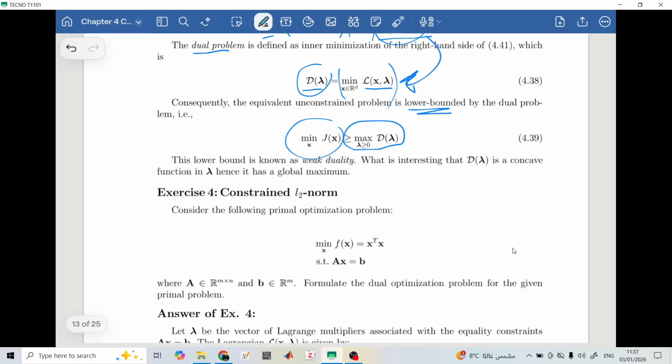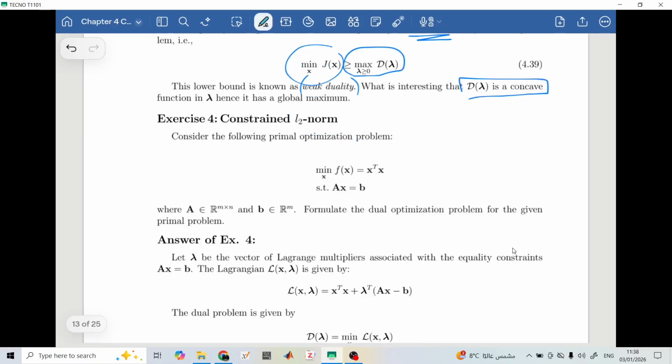So if the primal problem is very complicated, okay, you cannot solve it easily, you can find a lower bound for this problem, okay. And the good news is that the dual problem is concave, so you can always solve it, right? So you can always solve the dual problem and find this lower bound for the primal problem. This is called weak duality.